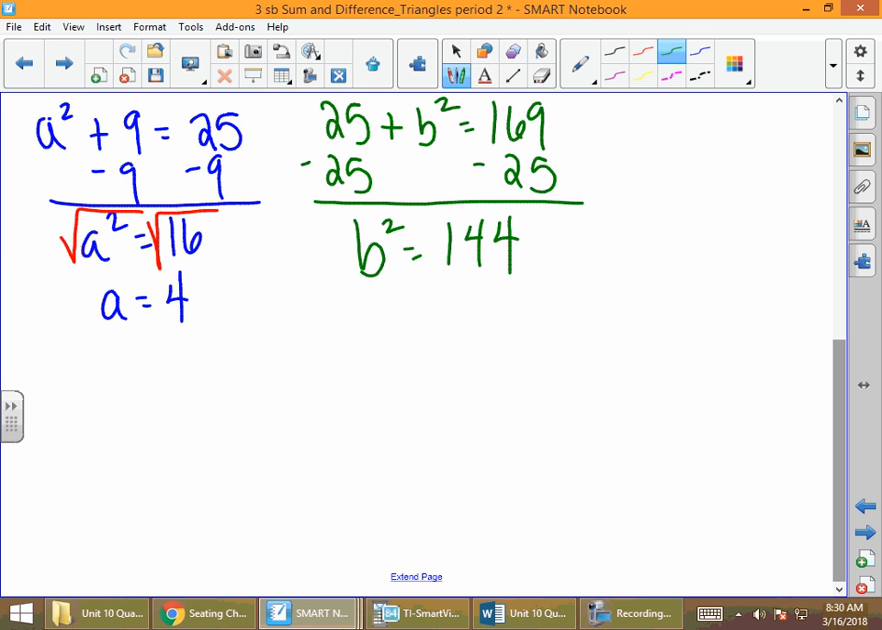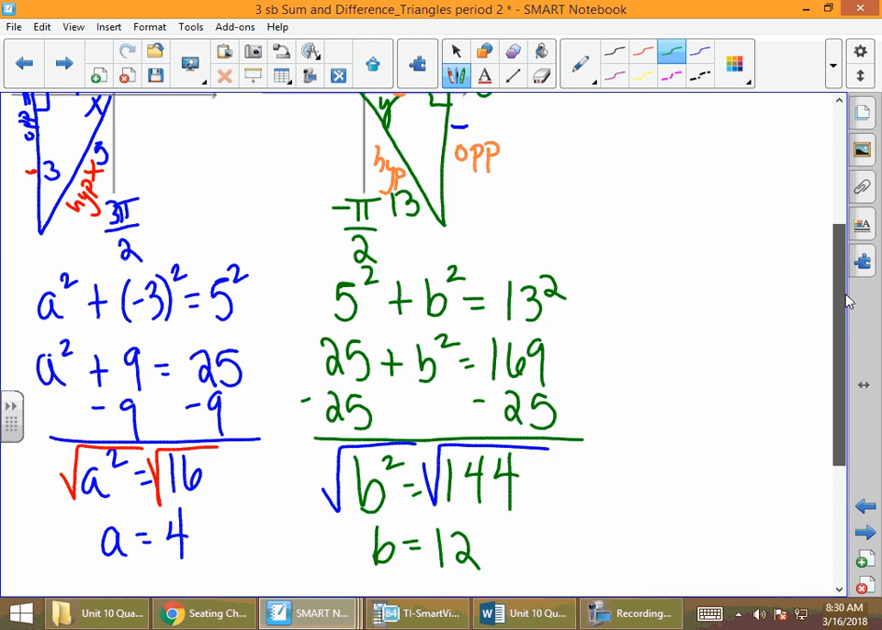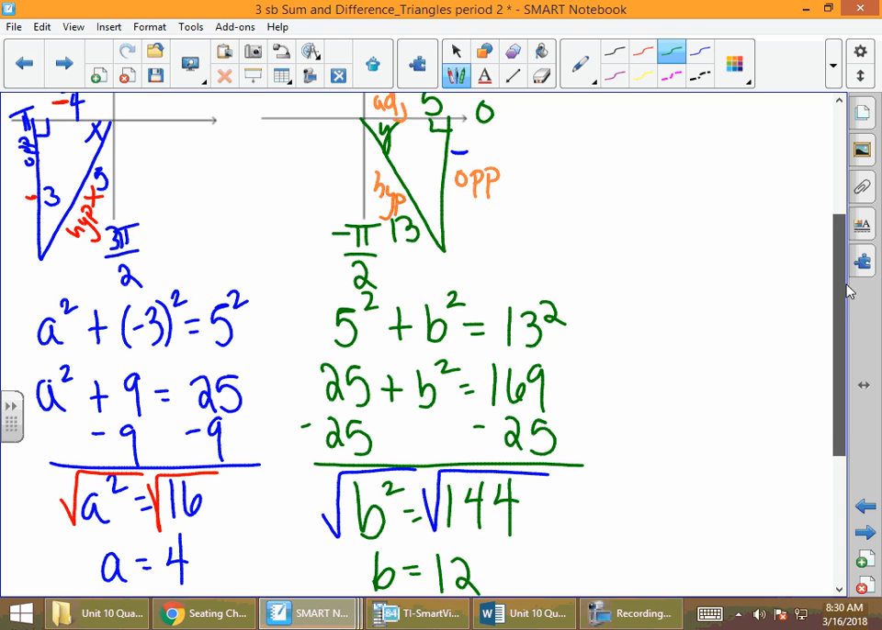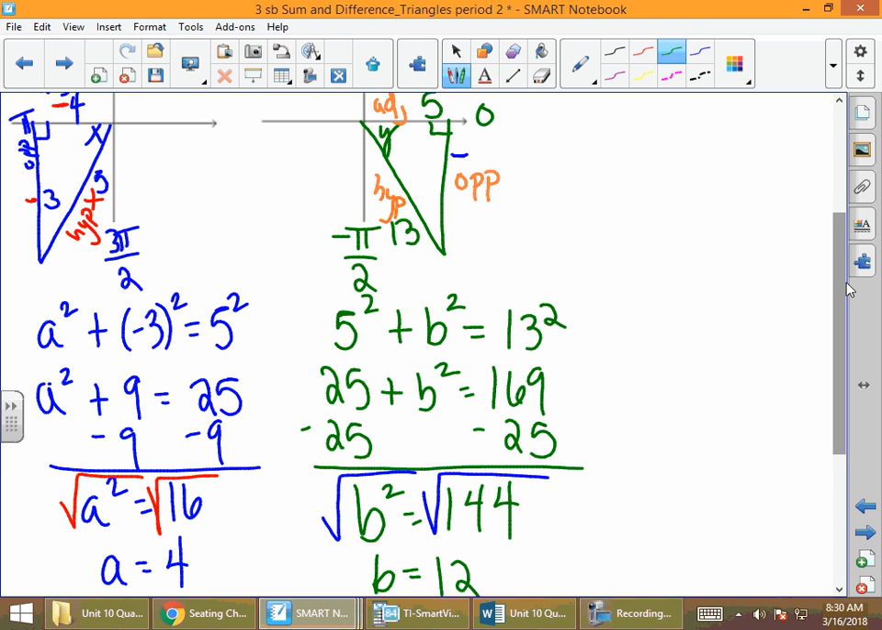And then when we finish, by taking the square root of both sides, we get b equals 12. A pretty popular Pythagorean triple. And we fill that value back in again because we're going downward in this triangle. That's why it's negative 12 for that length. So far we've determined the quadrant that both are in. We've found any missing side lengths.